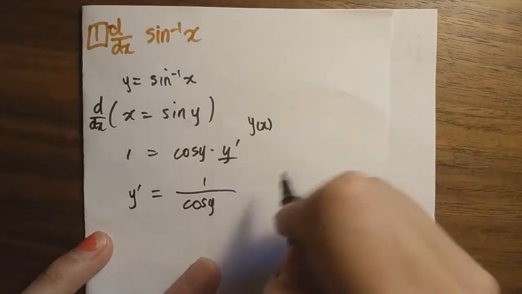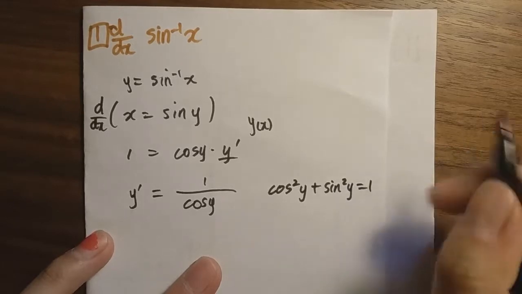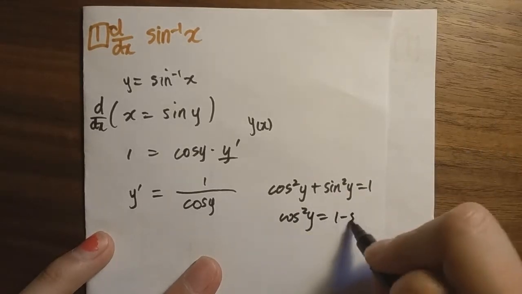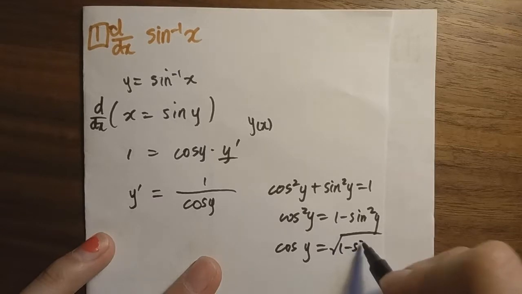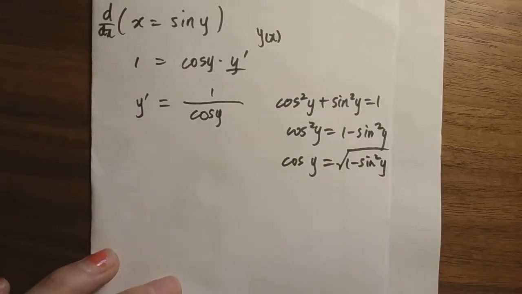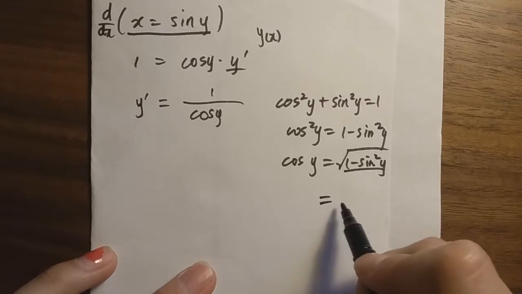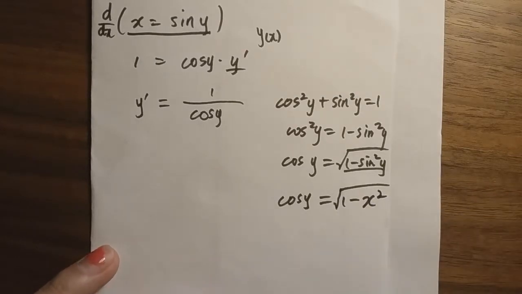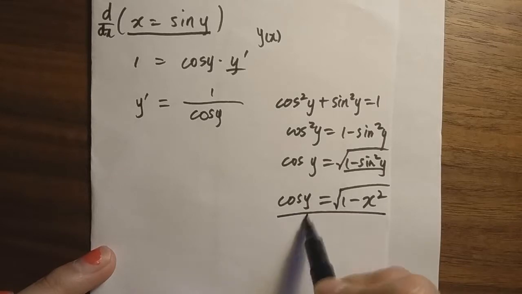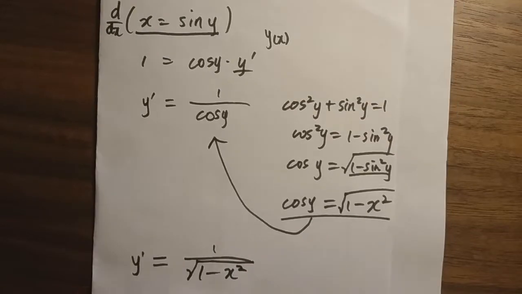And from trig identities, we know that cosine squared y plus sine squared y equals 1. So cosine squared y equals 1 minus sine squared y. And cosine y equals the square root of 1 minus sine squared y. And since we know that x equals sine of y, we can plug that into this equation to get cosine y equals the square root of 1 minus x squared. And with this, we plug it back into there to get y prime equals 1 over the square root of 1 minus x squared.